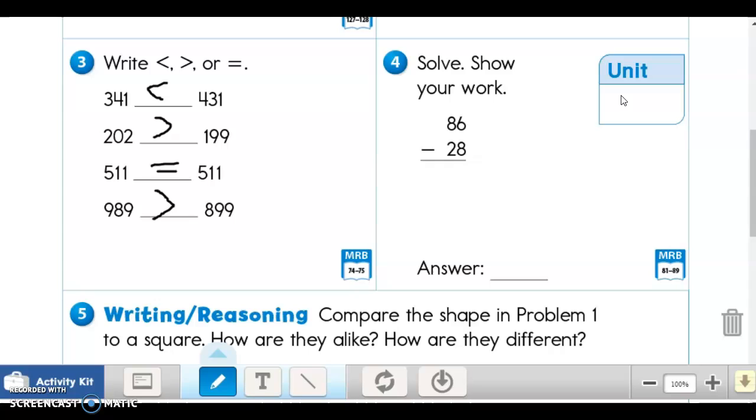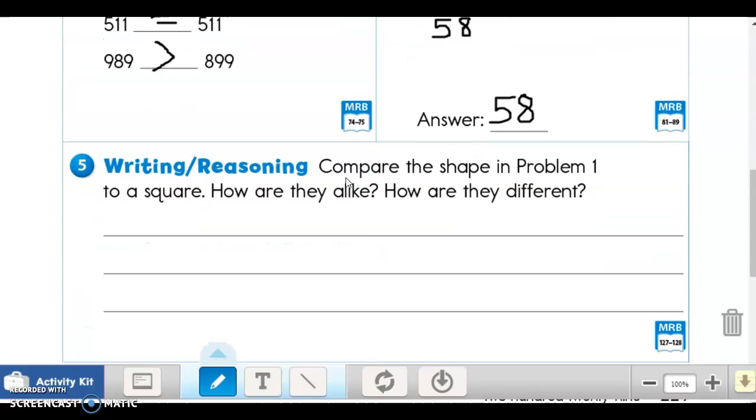Solve, show your work. Now I've got 6 minus 8. Is it more on top or more on the floor? More on the floor, gotta go next door. So I'm going to borrow from the 8, it becomes a 7. This can become a 16. 16 minus 8 is 8. 7 minus 2 is 5. My correct answer there is 58.